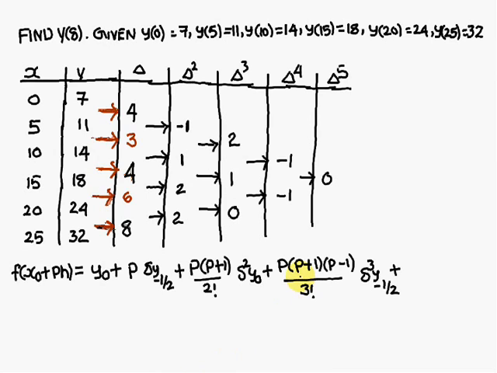The third term, how you are going to get it: p into p plus 1 into p minus 1 by 3 factorial into delta cube y minus 1 by 2. Similarly, p into p plus 1 into p minus 1 into p plus 2 by 4 factorial into delta power 4 y naught. So let us look at the notation, how it is framed.